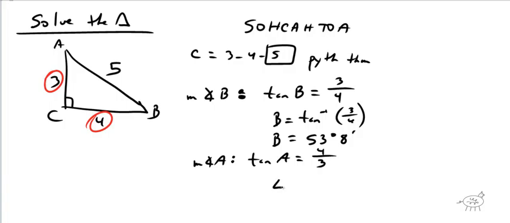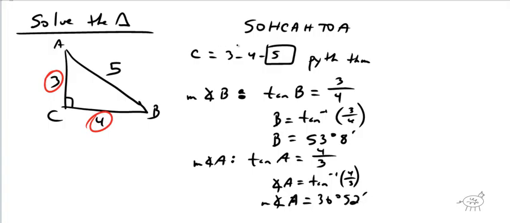So angle A equals inverse tangent of 4/3. So the measurement of angle A gives you 36 degrees, 52 minutes. Now, basically we solved everything.